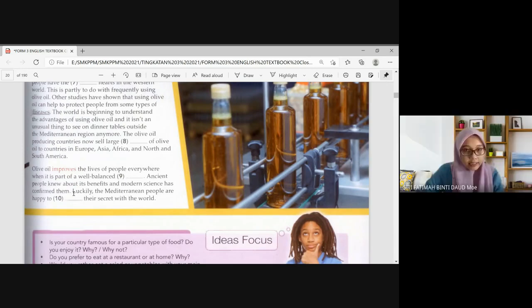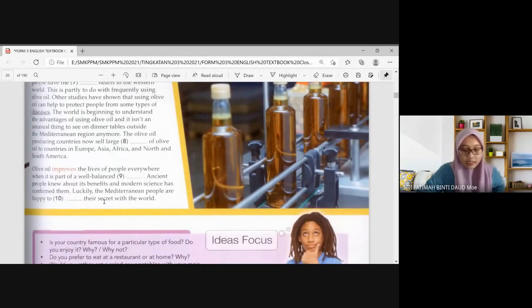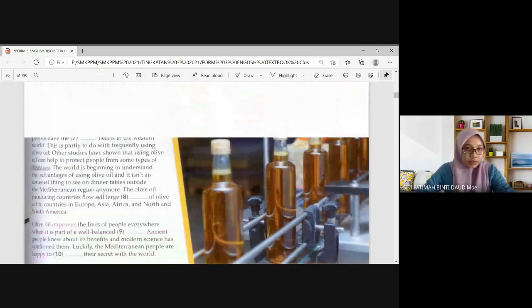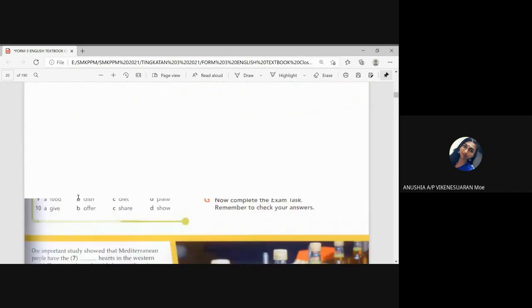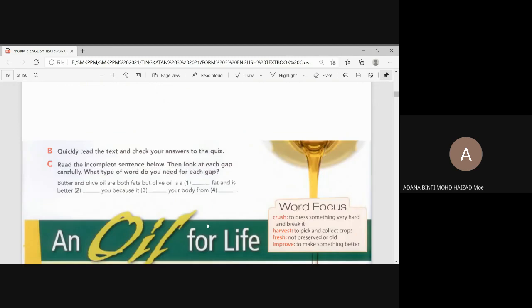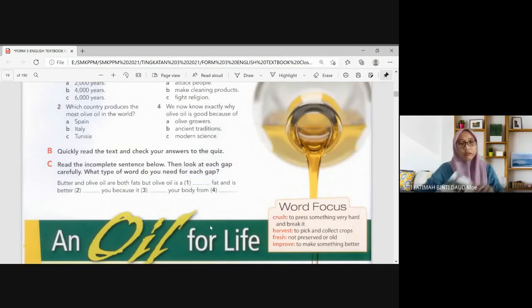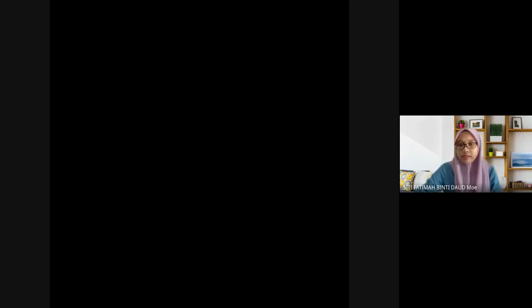Okay. Luckily, the Mediterranean people are happy to share their secret. What do you do with secret? Share. Yes. Share your secret with the world. Okay. Any question about the text? No. Okay, I want you to go back to A now. Go to A, page 18. And try to answer number 1, 2, 3 and 4. Just now we haven't answered it yet.